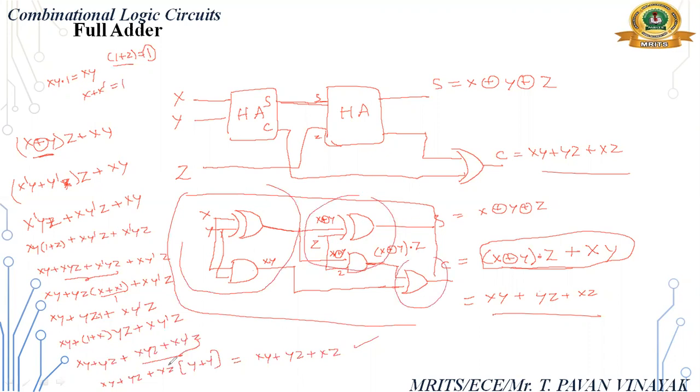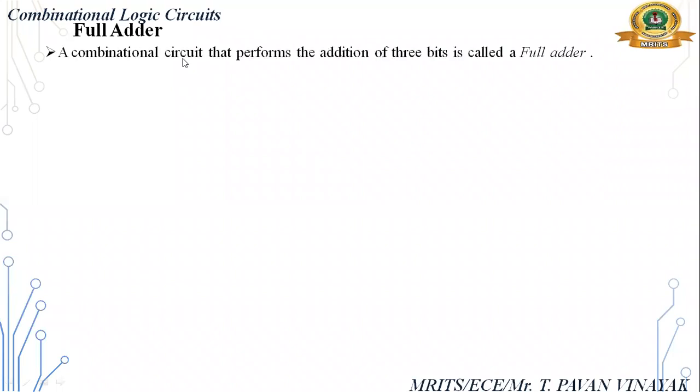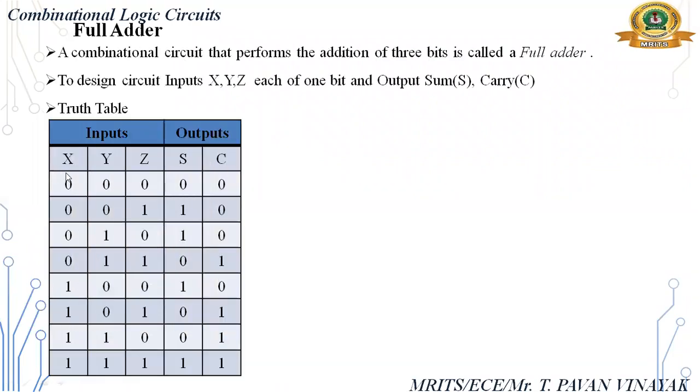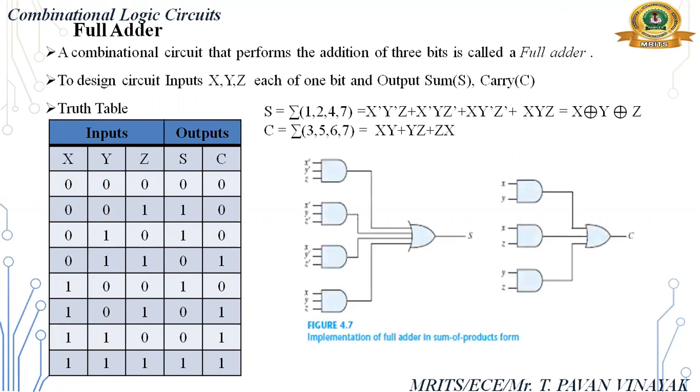Okay, once again I am drawing the circuit. See, once again repeating. Full adder means 3-bit addition. So the truth table is XYZ, S, C. The sum equation is X XOR Y XOR Z. C is XY plus YZ plus ZX. You can draw anything. I am using XOR operation. I draw the circuits.